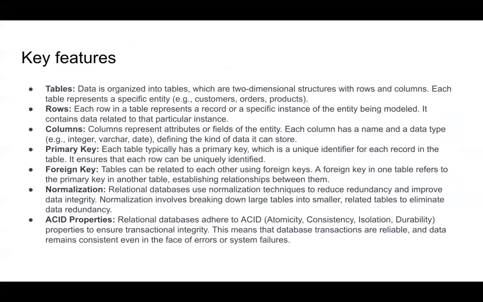Now back to this. Rows. Each row in a table represents a record or a specific instance of the entity being modeled. It contains data related to the particular instance. What does this mean? So what it's saying is the rows will hold information for one specific entity.